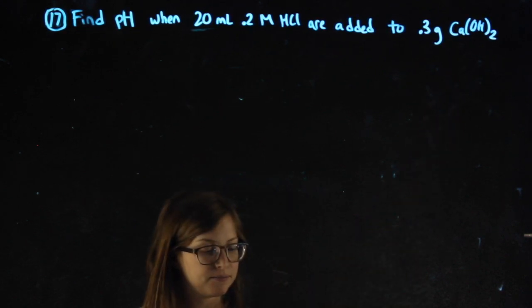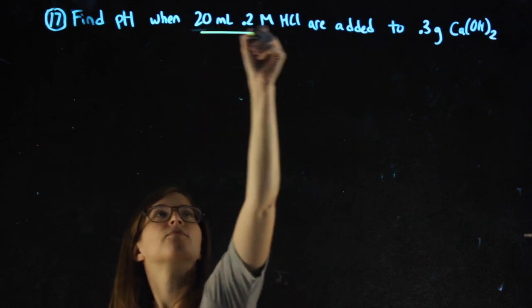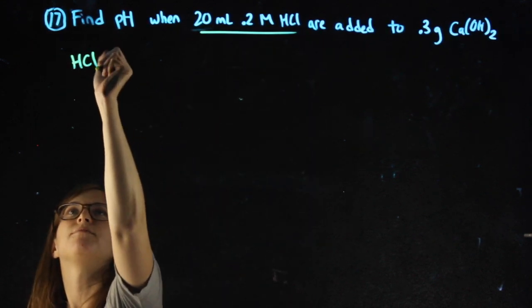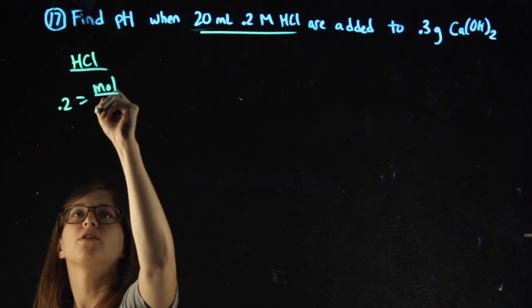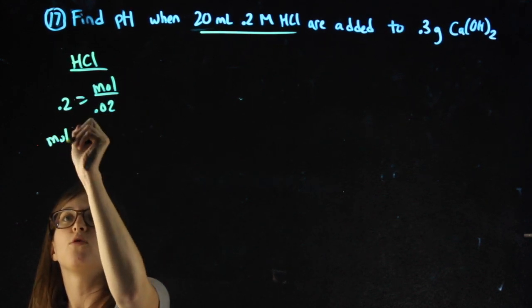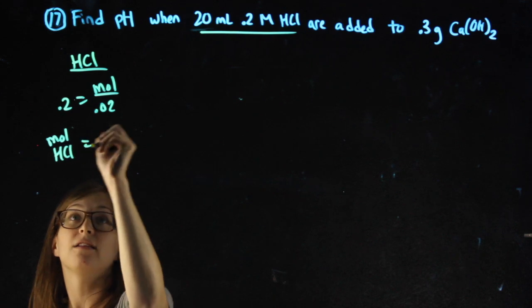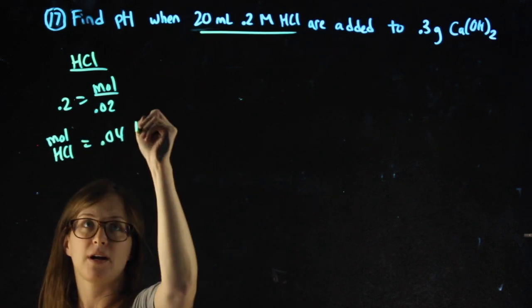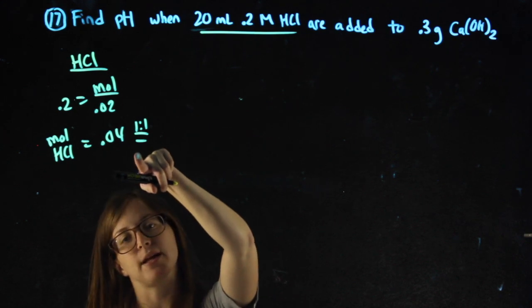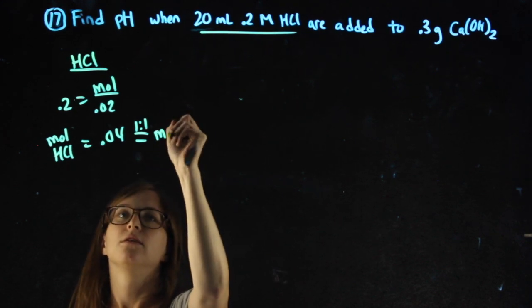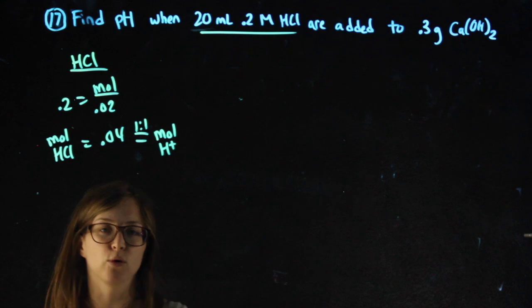So for the acid, HCl, molarity is moles over liters. The moles that I've found are of my HCl, but because of a 1-to-1 ratio, if you want to see that ratio, look for an example like it, number 14. That's my moles of H+.